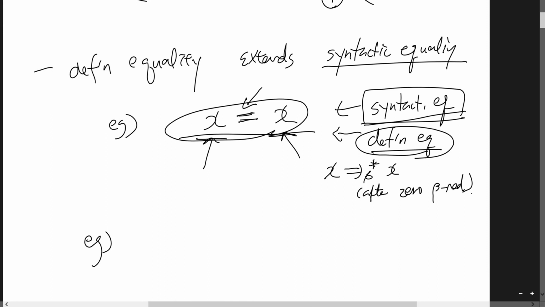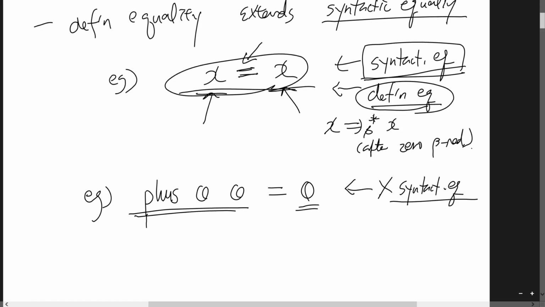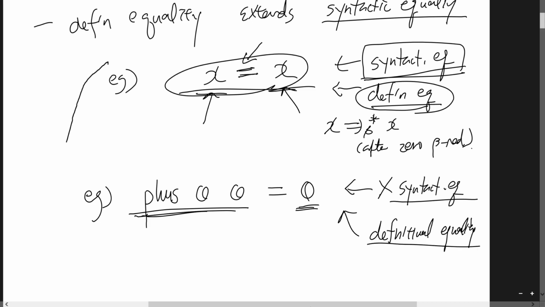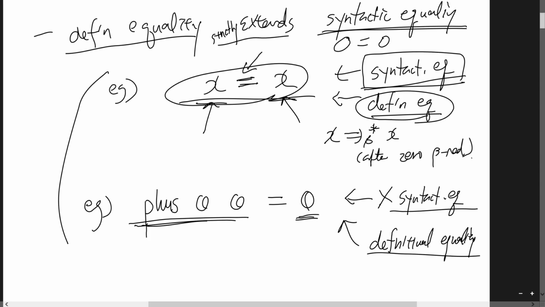But what about this one? Plus 0, 0 equals 0. First of all, it's not syntactically equal. Literally, the left-hand side is not syntactically equal to the right-hand side. By syntax, these two terms are different, so they are not syntactically equal. But we have shown that these two terms are equal under definitional equality. So these two examples show that definitional equality strictly extends syntactic equality, which means that if two terms are syntactically equal, we automatically have definitional equality as well, but not the other way around.